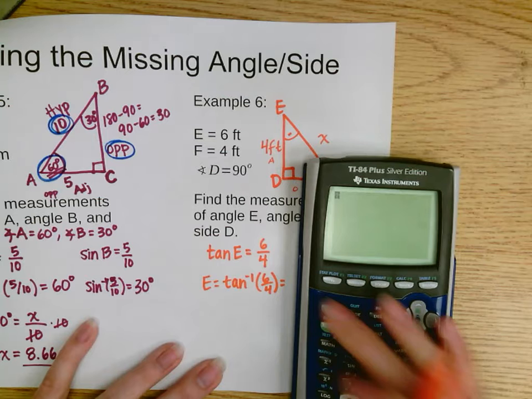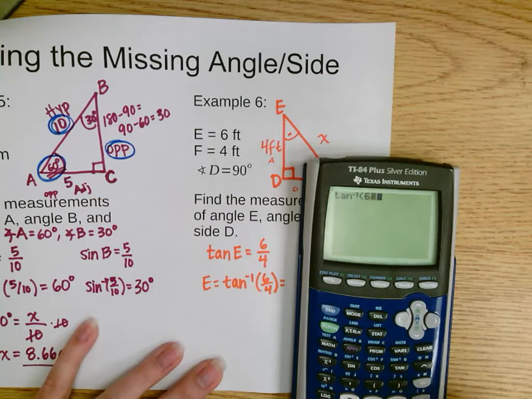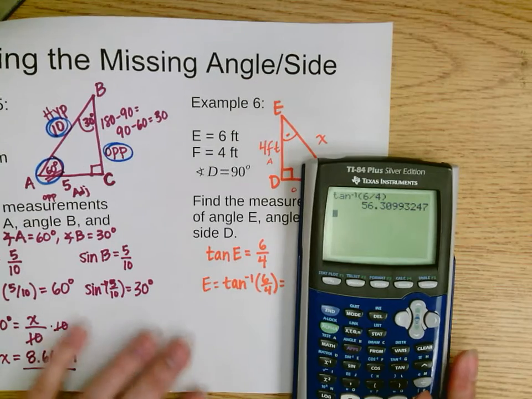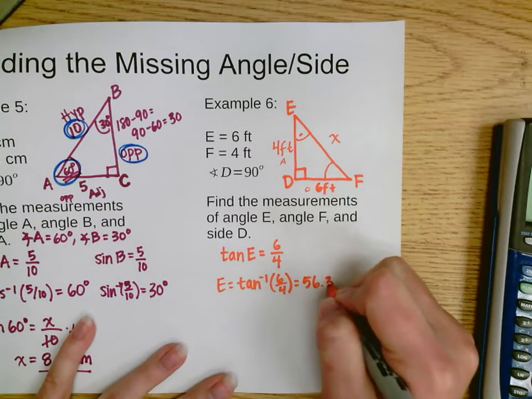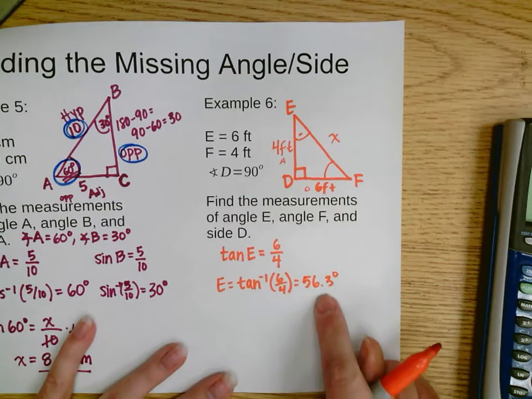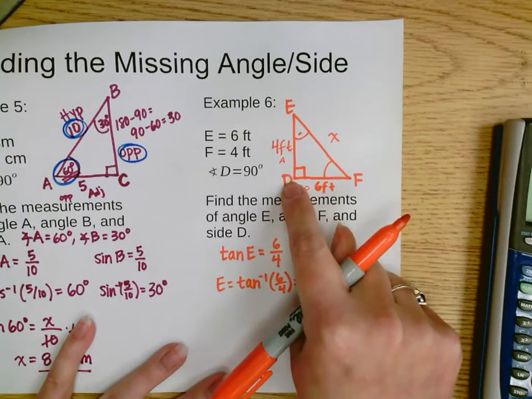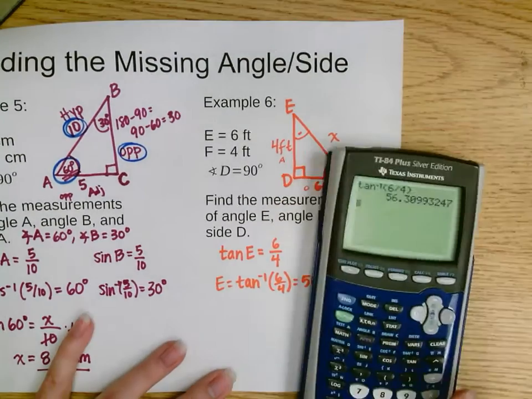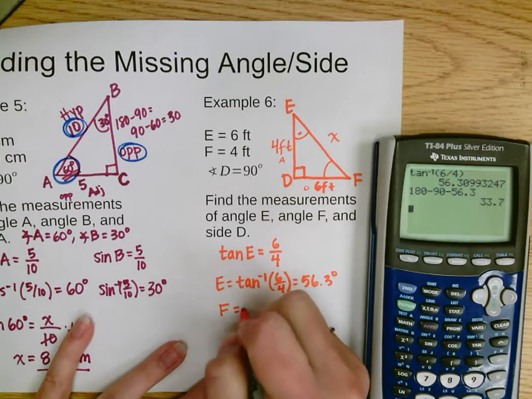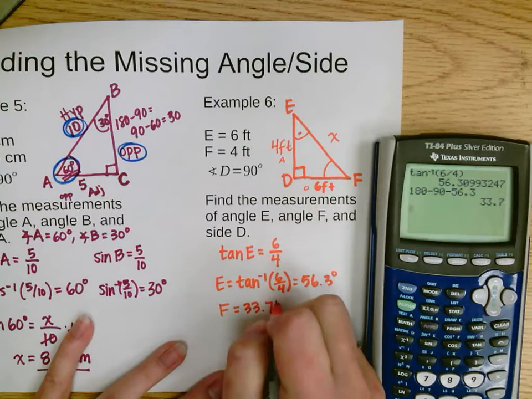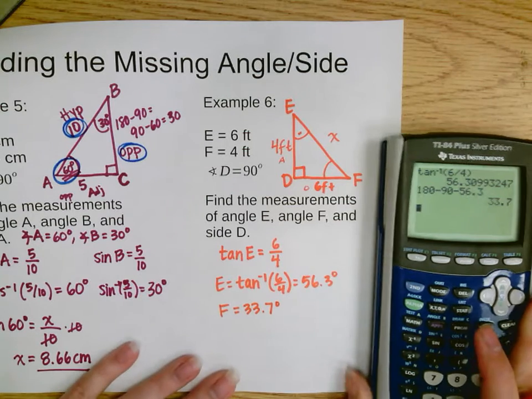So second tangent, 6 over 4. So angle E is 56.3 degrees. Okay, now you can do the 180 minus the 90 minus the 56.3, and that'll give you angle F. Angle F is 33.7 degrees. Alright, so I've got my two angles.